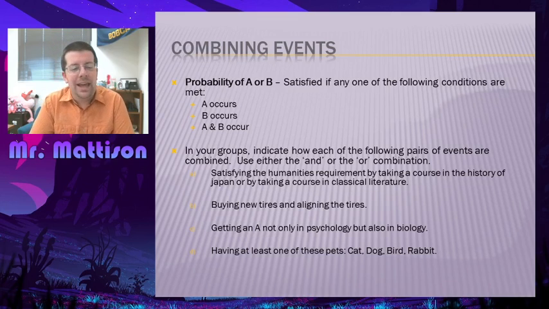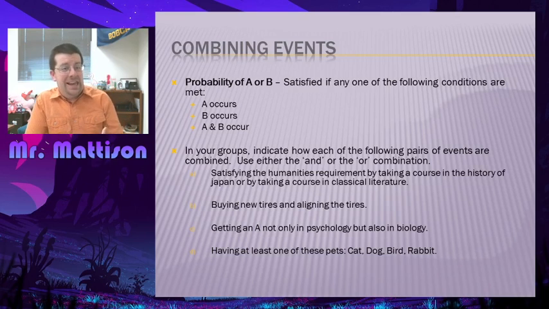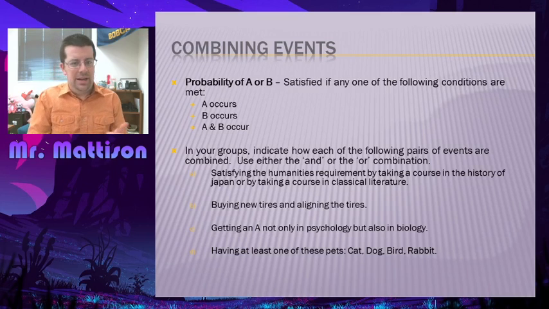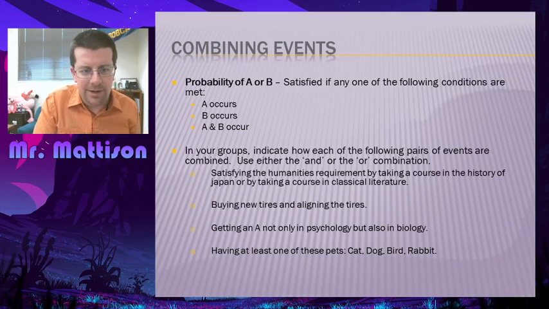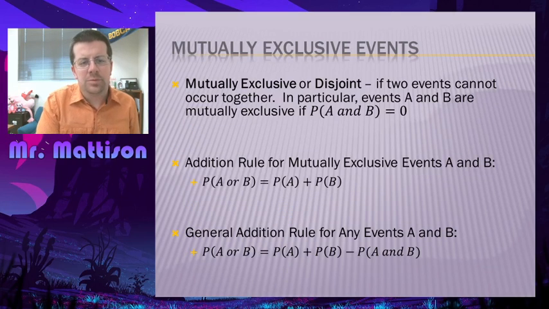Then having at least one of these pets: cat, dog, bird, rabbit. So that's an or, right? Because it could be a cat, it could be just dog, it could be dog and bird, it could be rabbit and cat, it could be any one of those crazy combinations which we could have there, right?